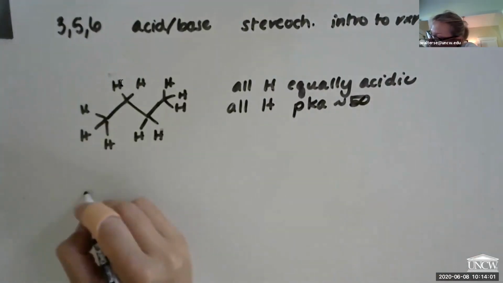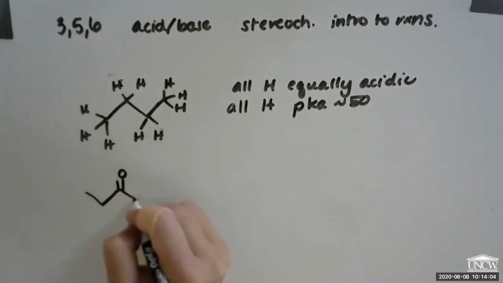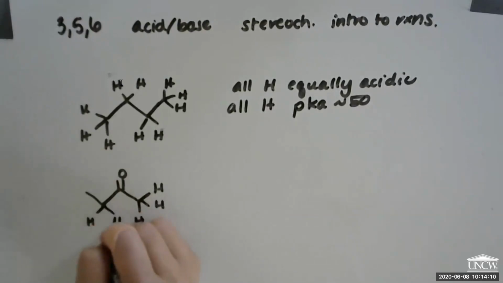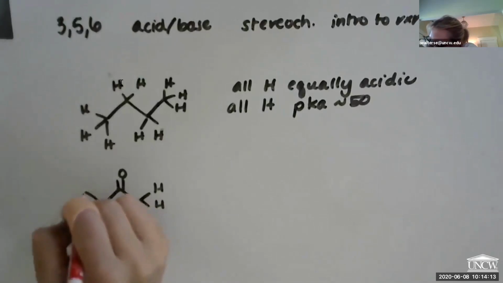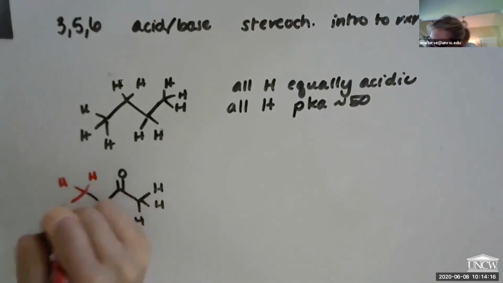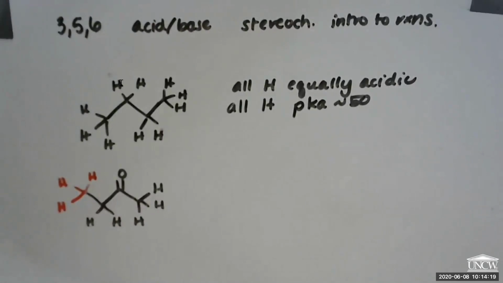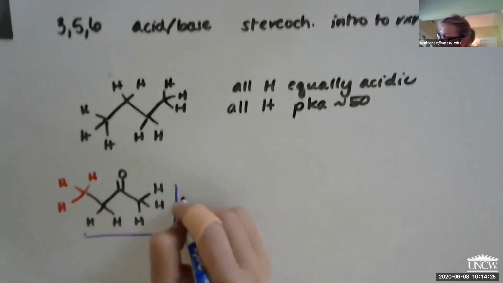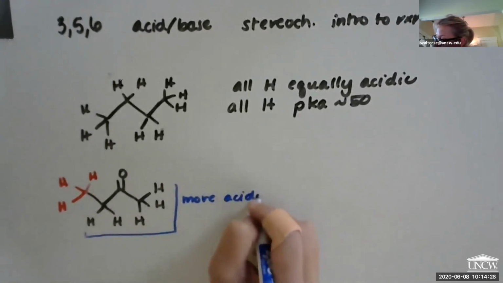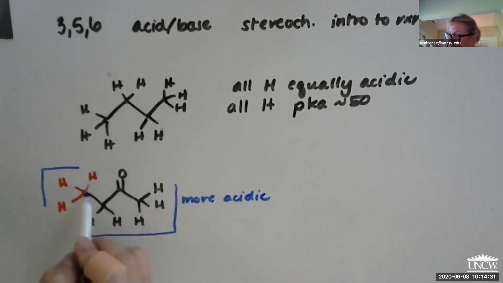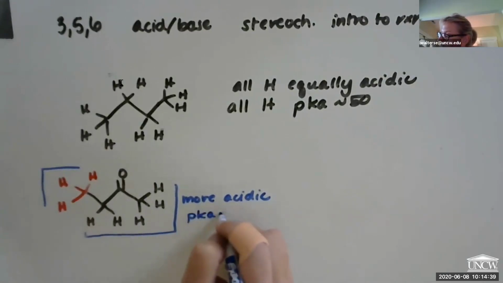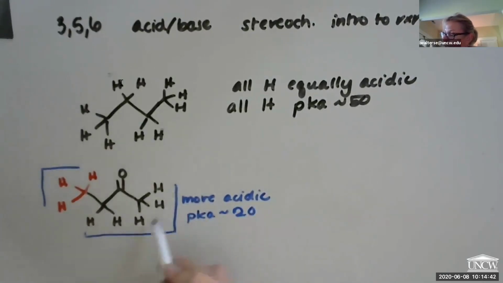But on the ketone, these black hydrogens are going to have a different pKa than the red hydrogens because of the proximity to the carbonyl. So these hydrogens in black are more acidic than these in red, because the red ones would be considered alkyl, more like this, than adjacent to a carbonyl. So the pKa of a ketone, saying that it's 20, is talking about the more acidic protons.